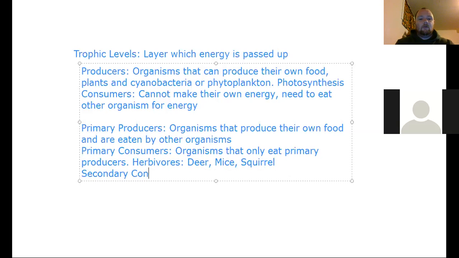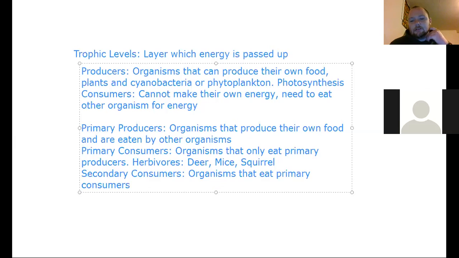Secondary consumers are organisms that eat primary consumers. Now they also might eat some producers. Dogs are carnivorous, but I'm sure all of you have seen your dogs eat grass at some point, right? All organisms need something like that in their diet. But secondary consumers eat primarily the primary consumers. So these are things like wolves, coyotes. Now, wolves might actually fit into a tertiary consumer, which means it's the next level up.